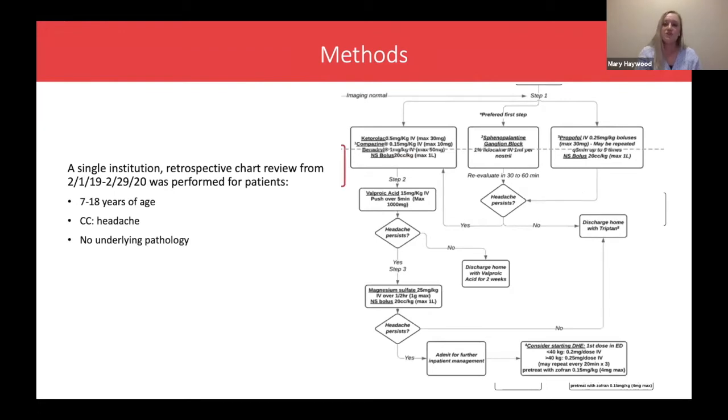If they chose to do that, we did the block, and if it reduced their headache, we discharged them, or if it did not reduce their headache, we put them back to our IV medications and went through each step on that side. So our first step, again, as I said before, is ketorolac, compazine, Benadryl, and a normal saline bolus. If that does not resolve their headache, they go on to step 2, which is valproic acid. If that does not relieve the headache, step 3, which is mag sulfate and another NS bolus. And if that does not relieve it, they get admitted. And obviously, if any of these steps relieve their headache, then they get discharged.